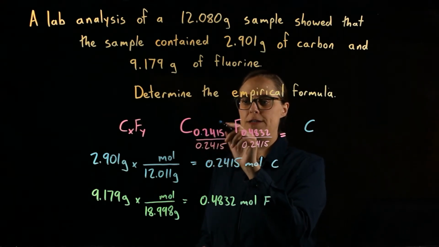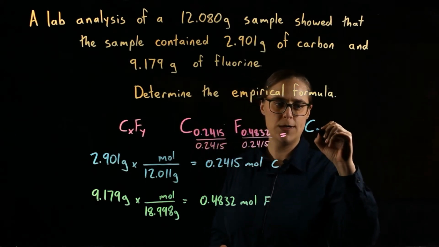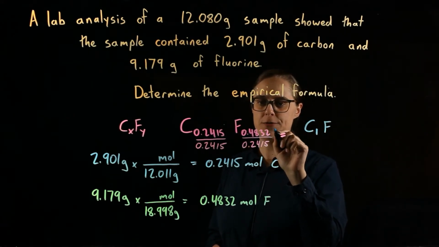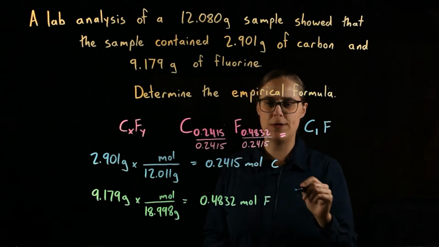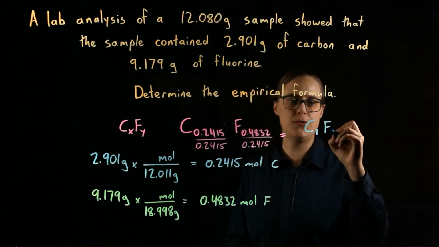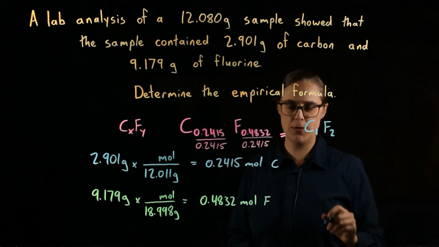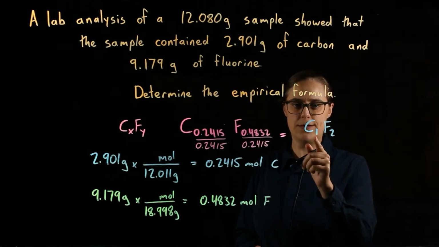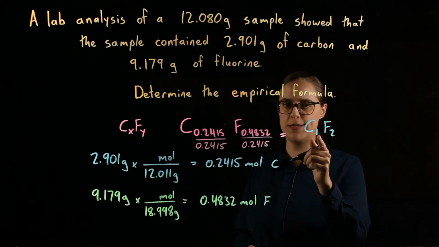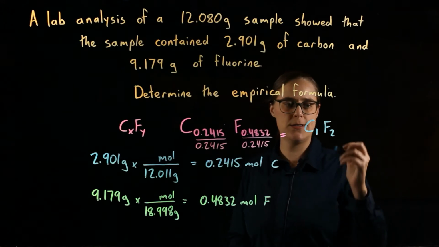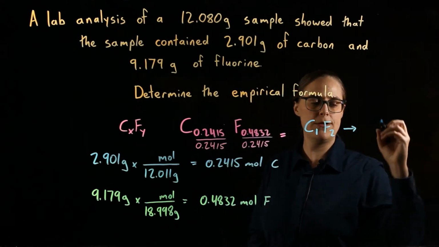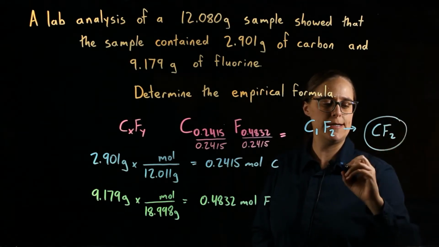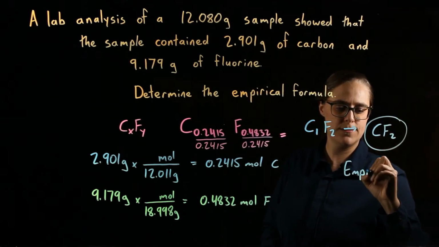So when you have your number of carbons, 0.2415 divided by 0.2415, that is 1. Fluorine, 0.4832 divided by 0.2415. That is very, very close to 2. And we are looking for small whole numbers, so I'm going to go ahead and round this. Now, there's only one more thing we need to do here: empirical and molecular formulas don't specify 1. 1 is always implied. So our empirical formula would be CF2. This is our answer. This is our empirical formula.